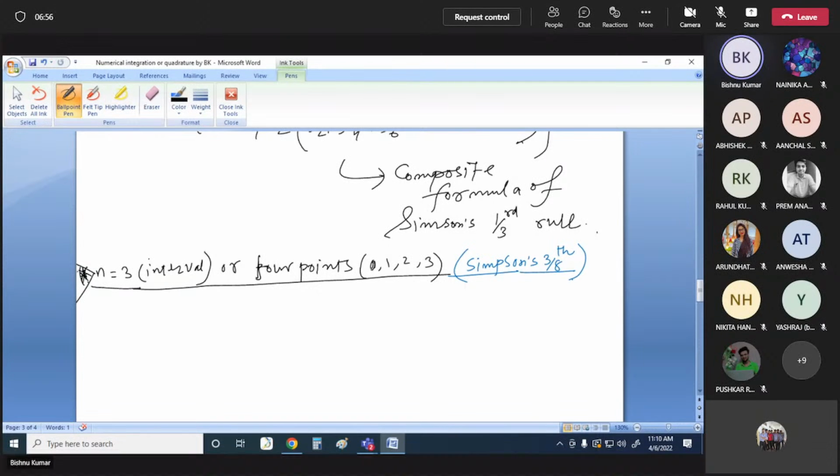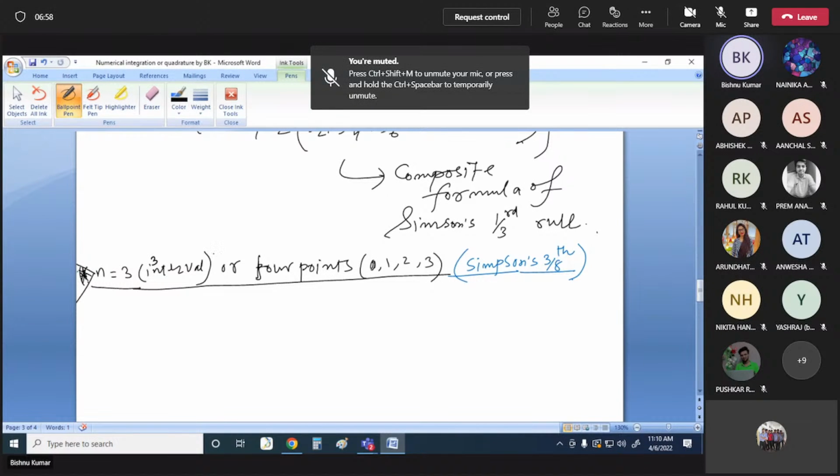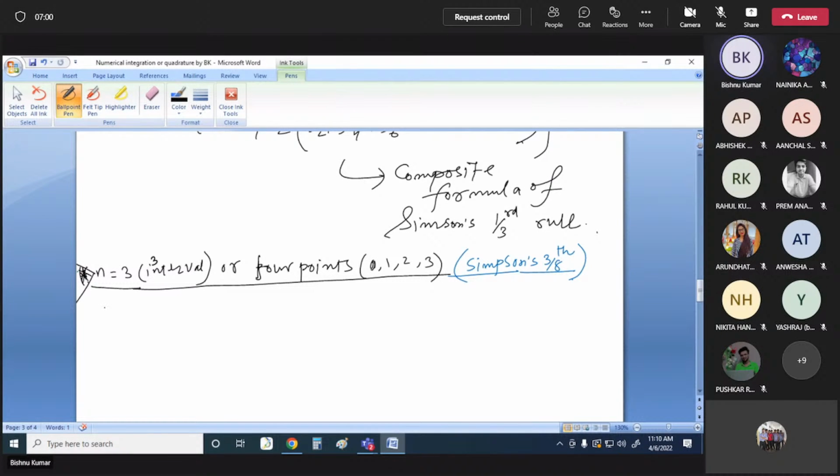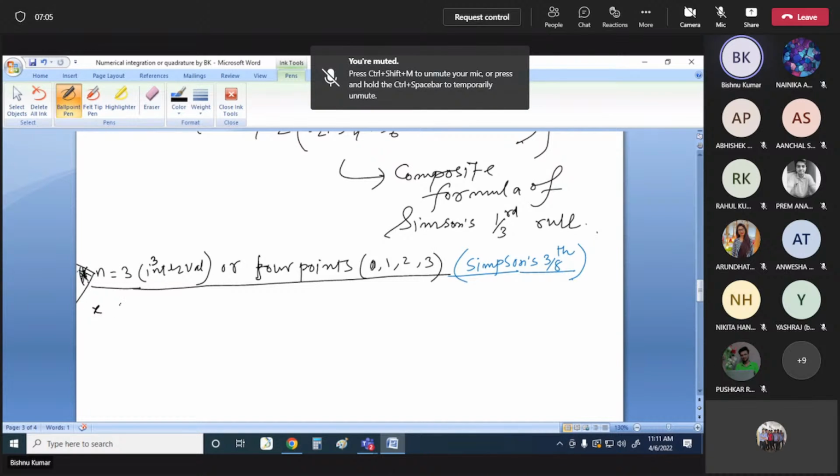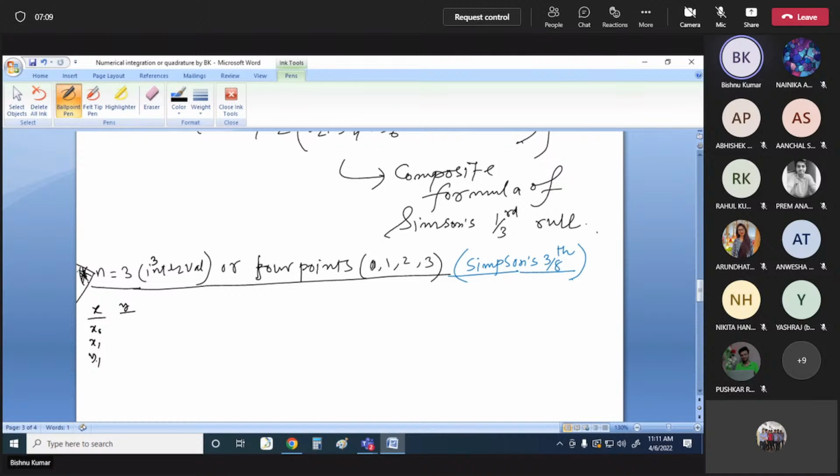Three intervals, or four points. That is, the three-interval rule is built from four points. Suppose x and y, you have the four points x0, x1, x2 and x3. With the help of these points, the corresponding y values are y0, y1, y2 and y3.